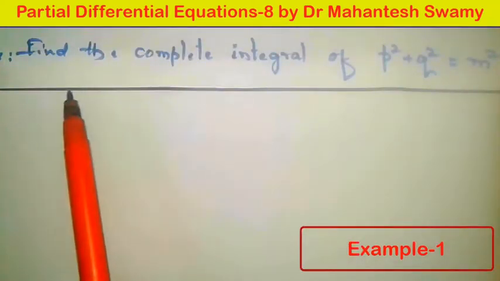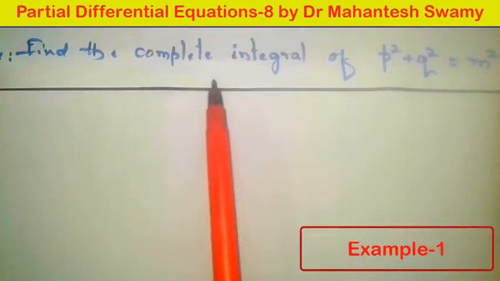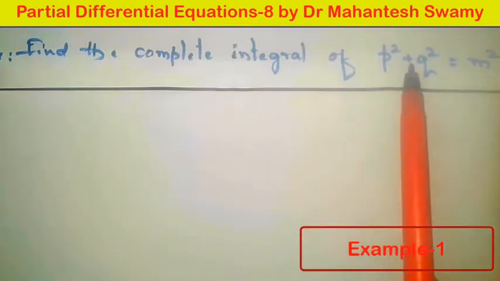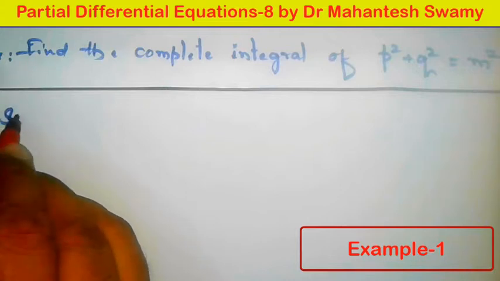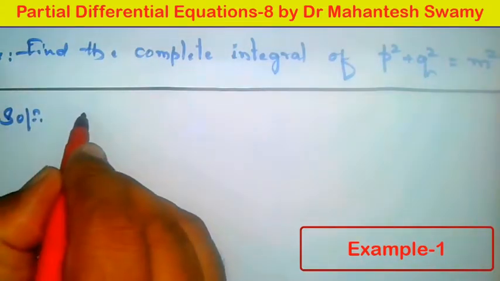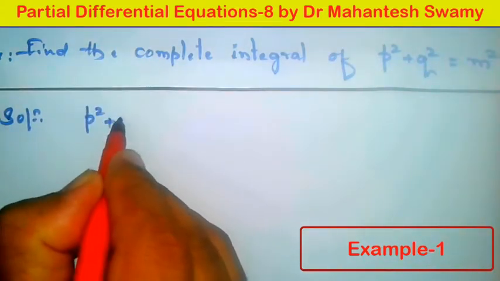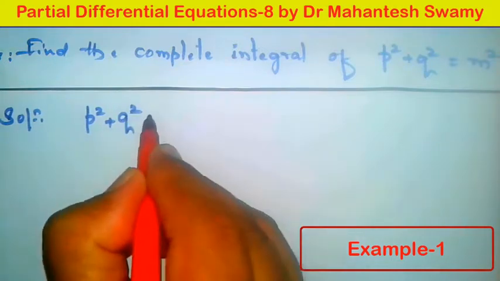Let us consider the first example where we need to find the complete integral of the PDE, p square plus q square equal to m square. So what is the given PDE here? It is p square plus q square equal to m square.